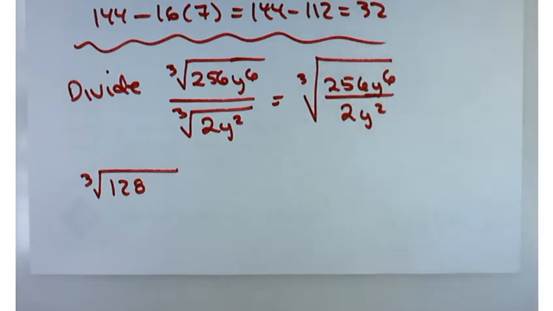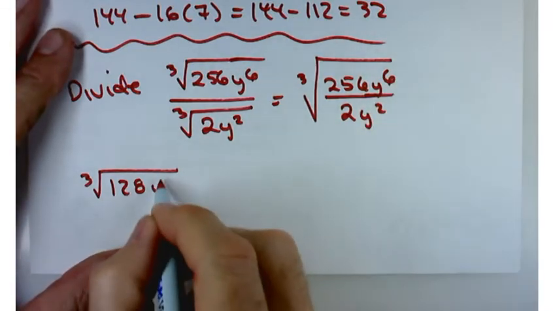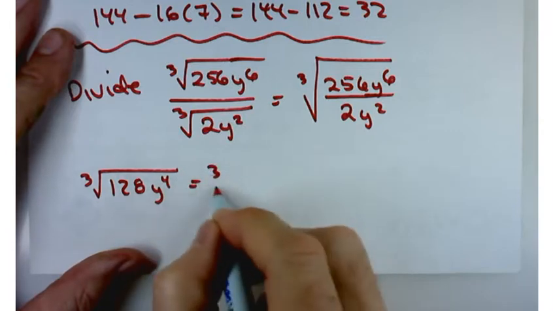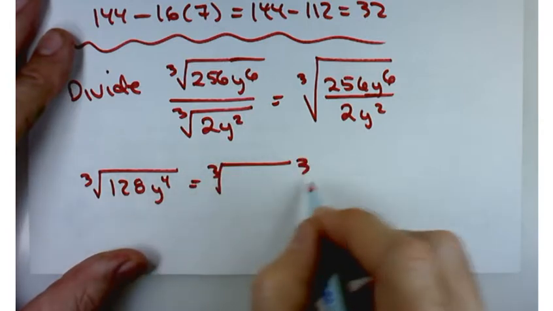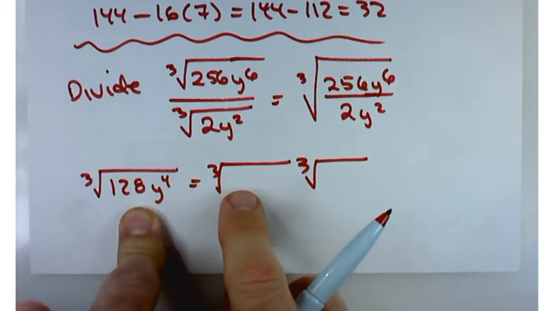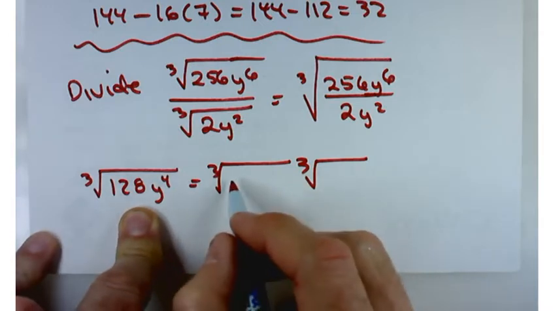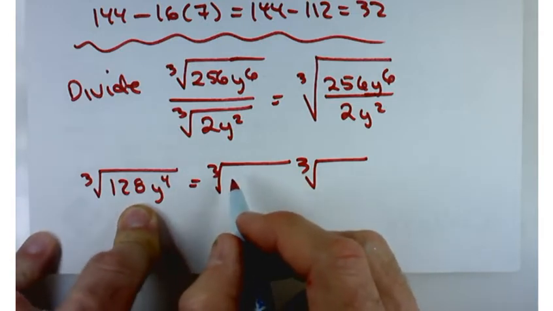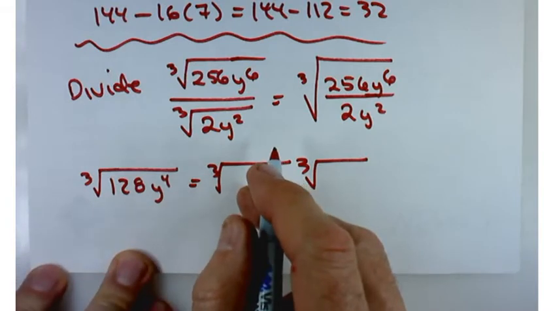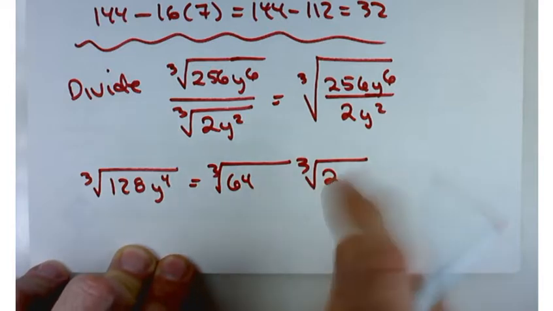What happens with the y's here? Yeah, subtract the exponents. Well done. So we subtract the exponents. 6 minus 2 gives me y to the 4th. And now, this is a lot more manageable. A number that divides 128 off of our list of perfect cubes. 27 doesn't go in there evenly. Thank you, 64. So 64 here and then a 2 here.